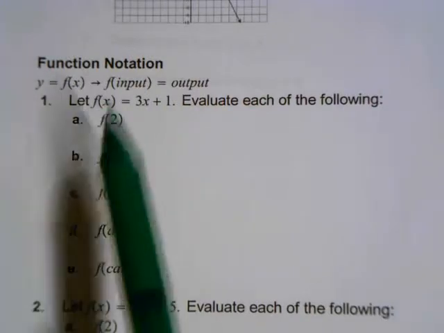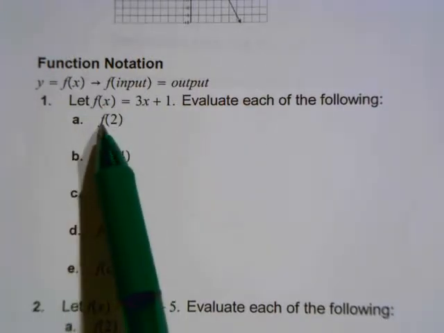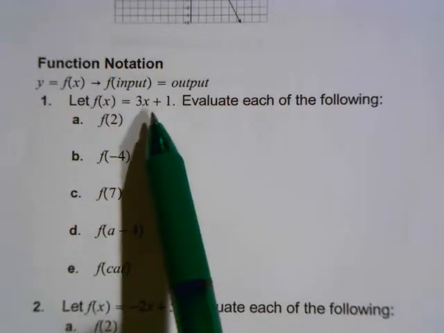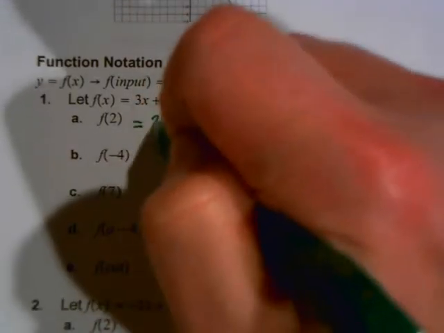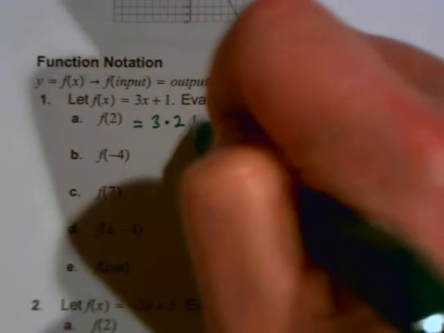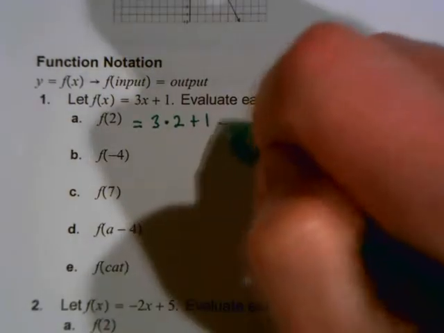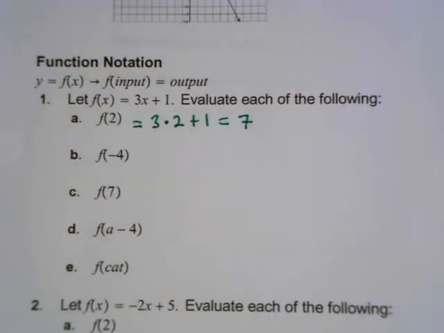So, what this first symbol means is our function is f, plug in 2 for your independent variable. In other words, instead of writing the letter x here in our formula, we're going to write the number 2. So this symbol, f parenthesis 2, means 3 times 2 plus 1. Where that x was, I plug in the number 2. I do the arithmetic, I get 7.